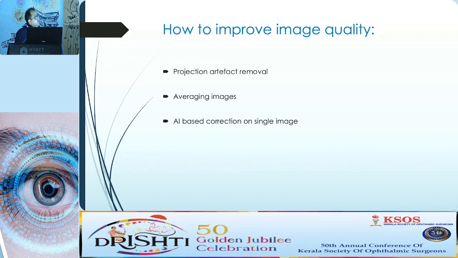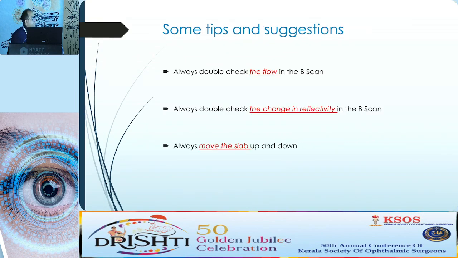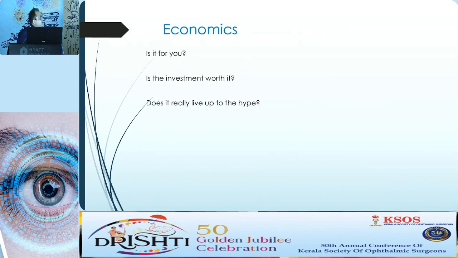To improve the image quality, we need to have something like a projection artifact removal tool, averaging of images, and also AI-based correction of the single image. Final tips and suggestions: you always have to double check the flow in the B scan. You have to see for the change in reflectivity and always move the slab up and down.